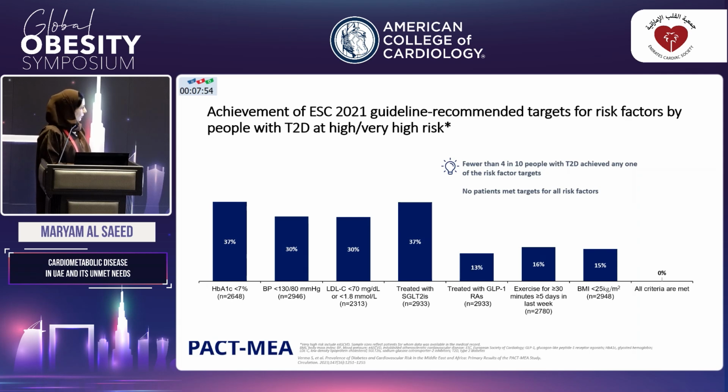So why is that? Because look at the new medications that we have. Only 13% of this group were using GLP-1 receptor agonists. So despite the evidence that we have now for its benefit in atherosclerotic cardiovascular disease, only 13% were using GLP-1. 37% only were using SGLT2 inhibitors.